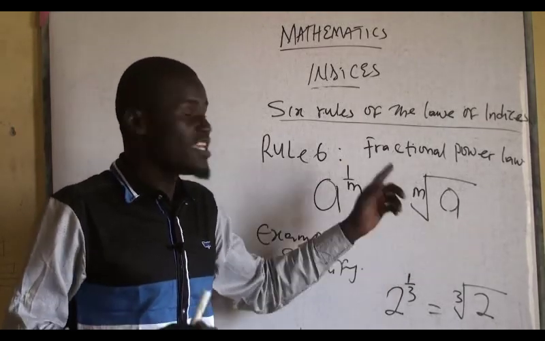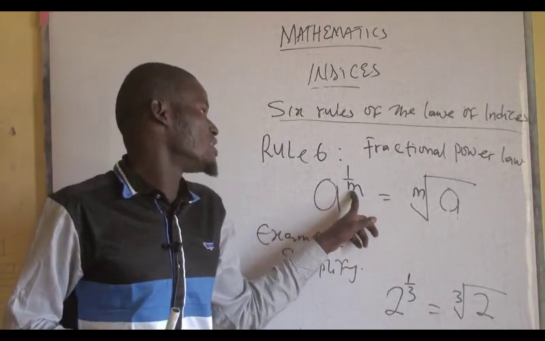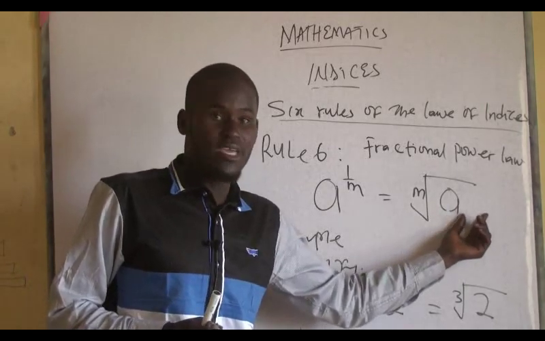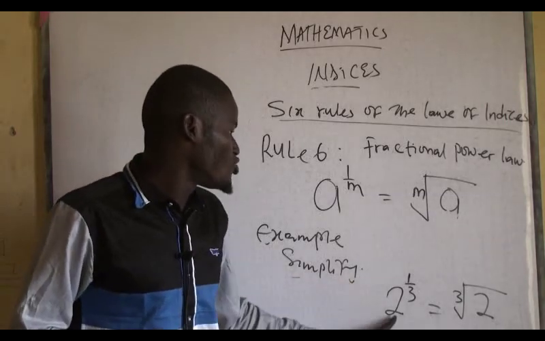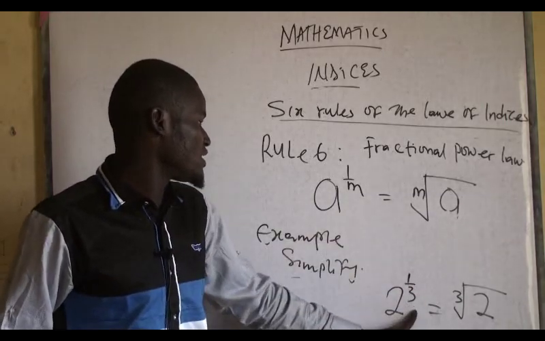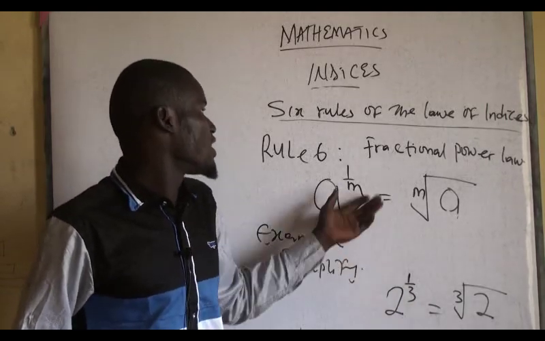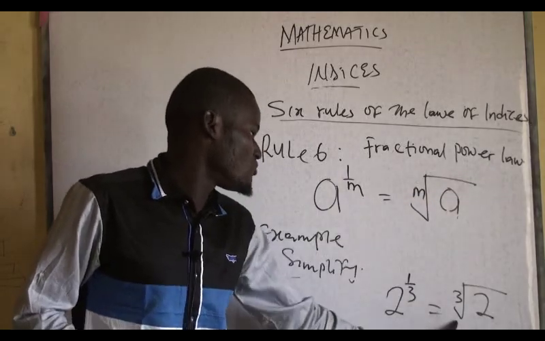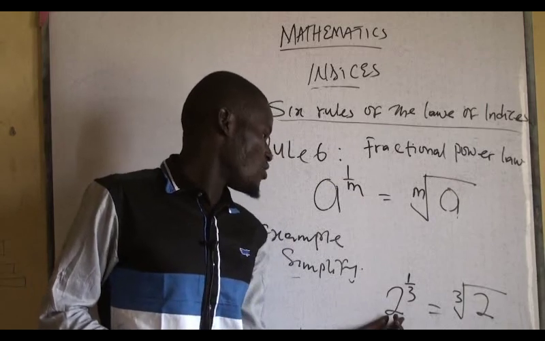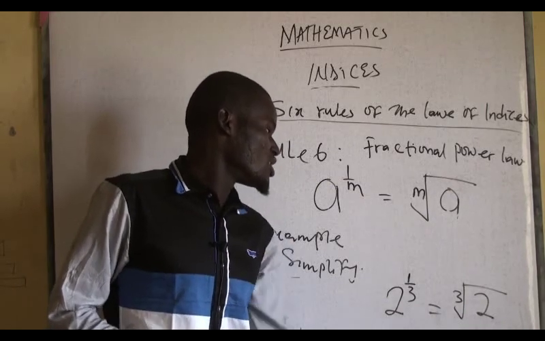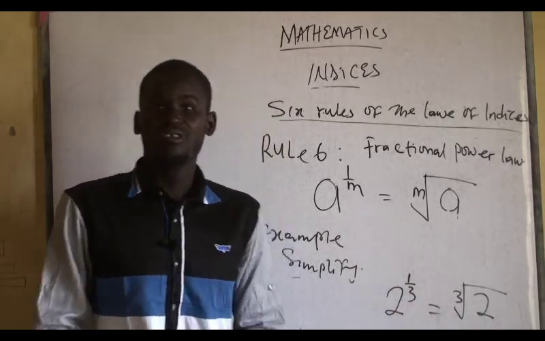That means if your m here is 2, it is the square root. If here is 3, it's the cube root of a, where a can take any number. For example, simplify 2 raised power of 1 over 3. So here in this example our m is 3 and our a is 2. So we can apply this fractional law. It's the same thing as the cube root of 2. Since our base is 2, we are going to take the cube root of 2, because our m is 3. Thank you, listeners.